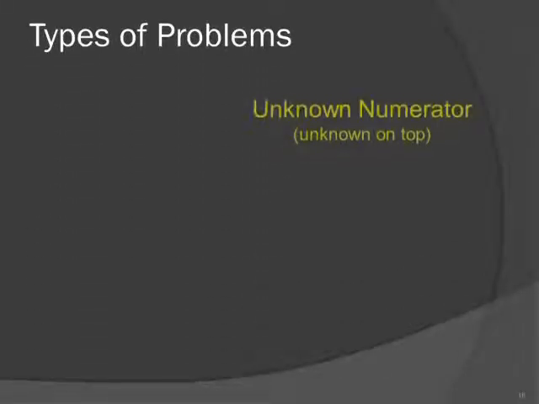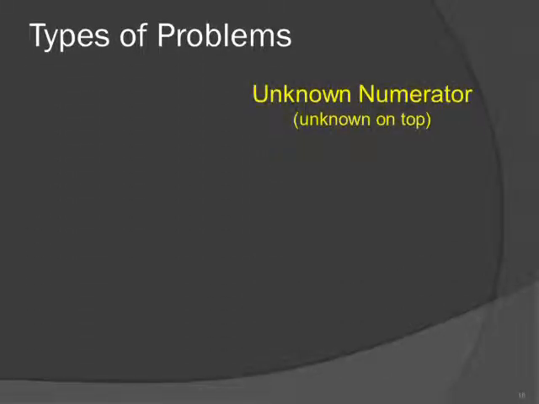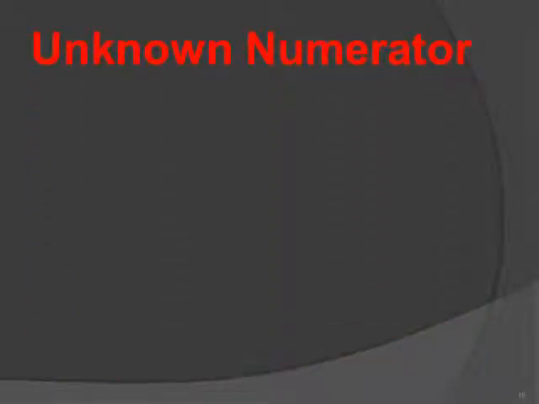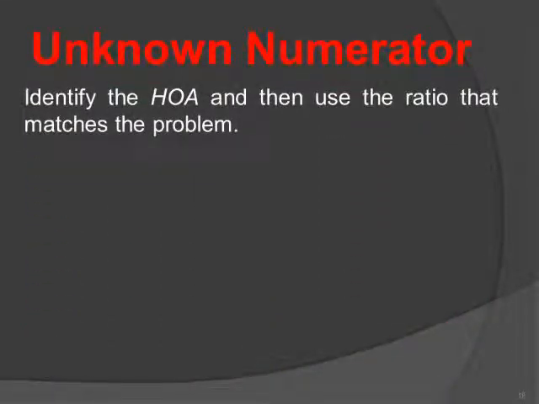Types of problems. Unknown numerator. So you've got sine, cos and tan. In this type of problem, we're looking at the O for the sine, the A for the cos, and the O for the tan. So unknown numerator. Identify the H, O and A that matches the problem.